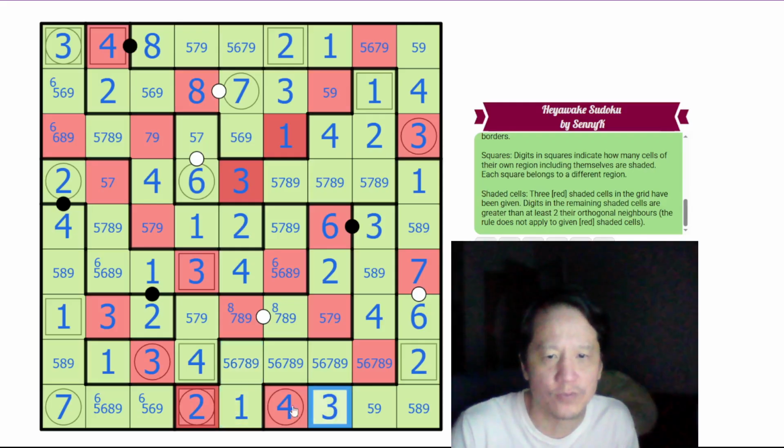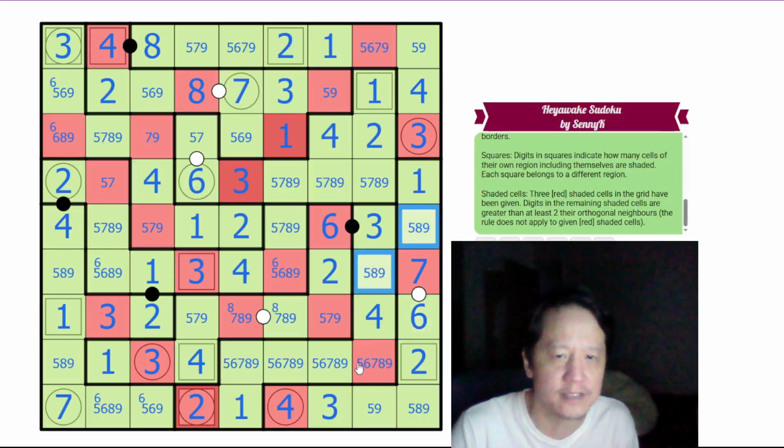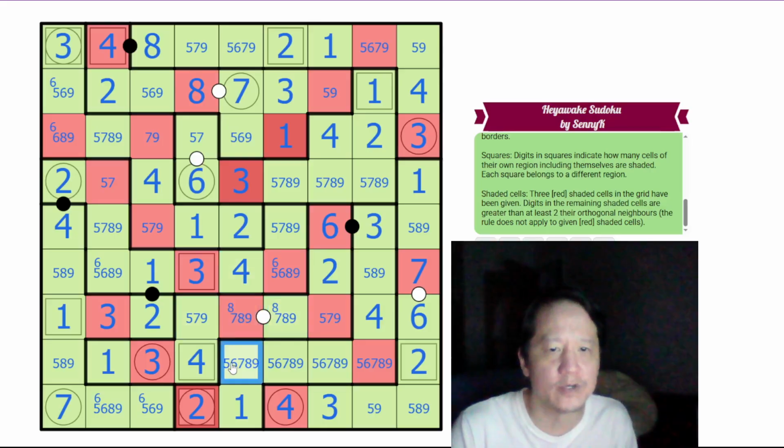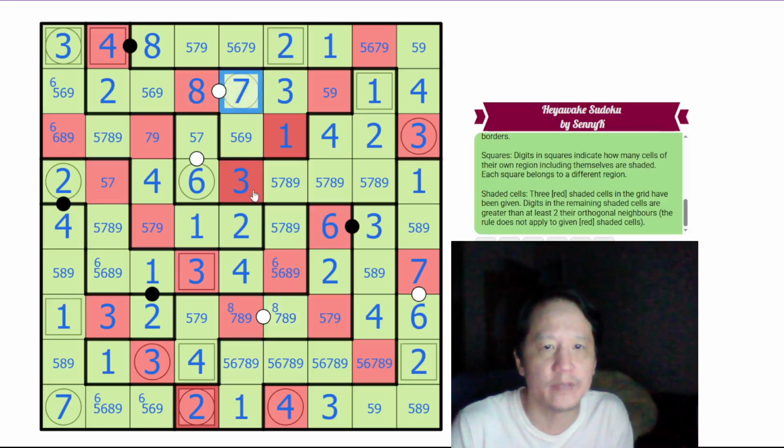4 is greater than 3 and 1. 6 is greater than 2 and 3. 7 is greater than 6. One of these has to be a 5, though. This is greater than 2 and 4. This is greater than 2 and 4. This is greater than 2 and 4. This is greater than 4. But we don't know about these. Okay, so 7 eliminates 7 in the rest of the column.